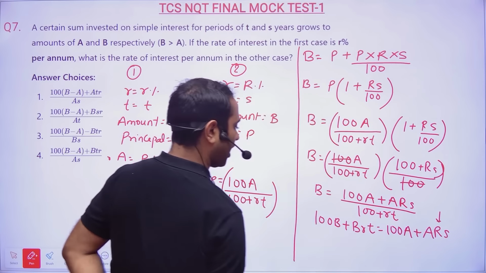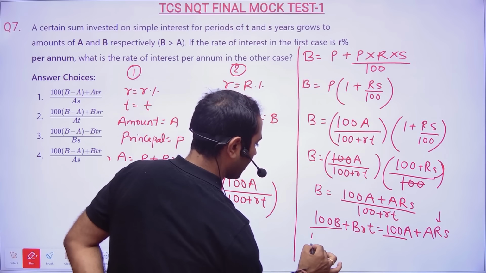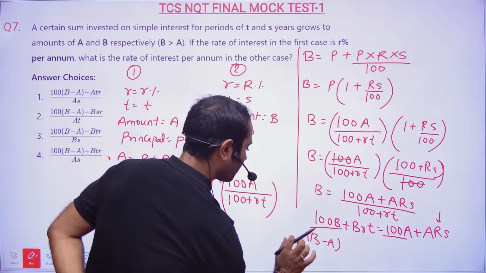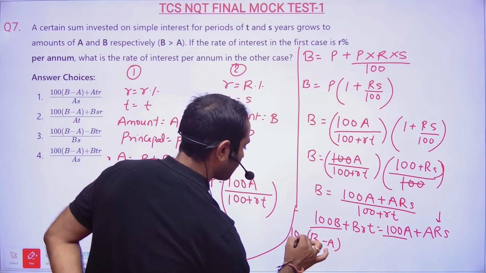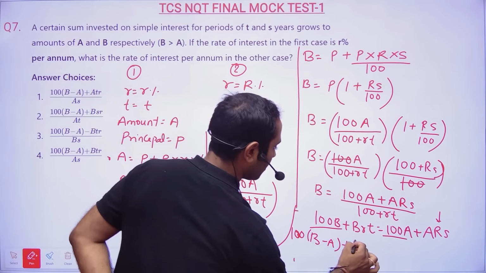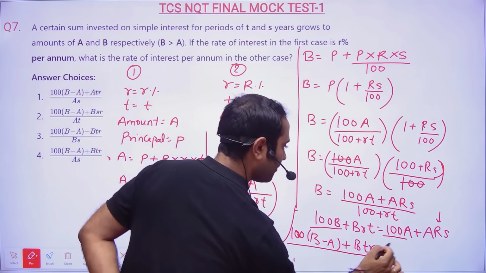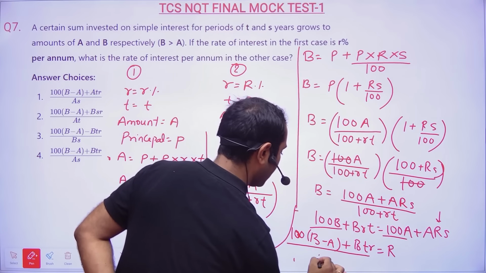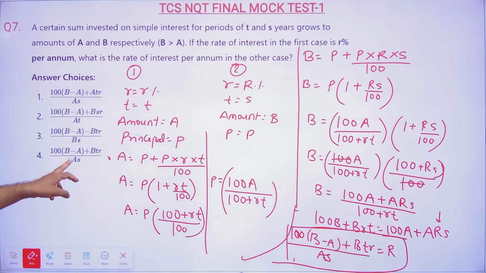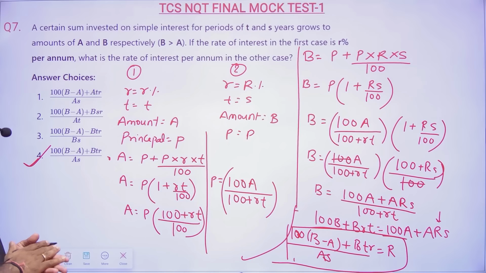I need to find out this R. So 100B minus 100A, so 100 into B minus A. Somewhat we have started getting. So 100 into B minus A plus BRT, or BTR, divided by R will be here AS. So it will be nothing but 100 into B minus A plus BTR divided by AS. Fine, so option A.